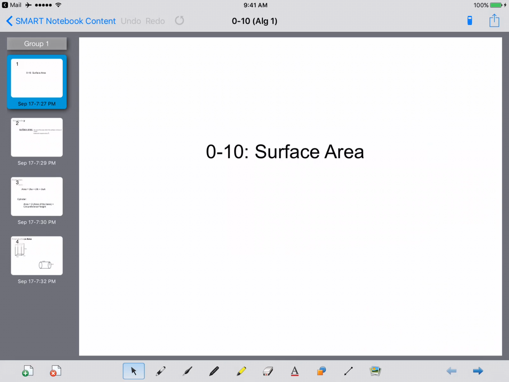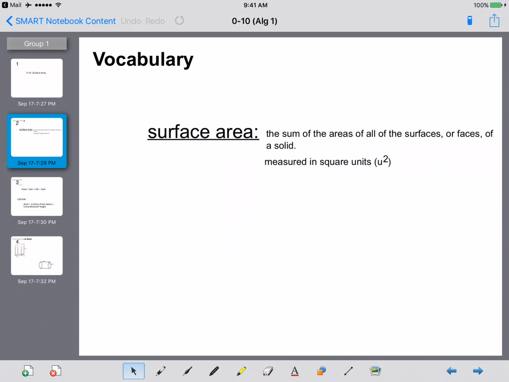Here is a quick little video for Chapter 0, Section 10, Surface Area. So our vocabulary is surface area. It's the sum of the areas of all the surfaces or faces of a solid, and it's measured in square units. So it's like the wrapping paper. If you're going to wrap the shape in wrapping paper, it's how much wrapping paper that you would need.